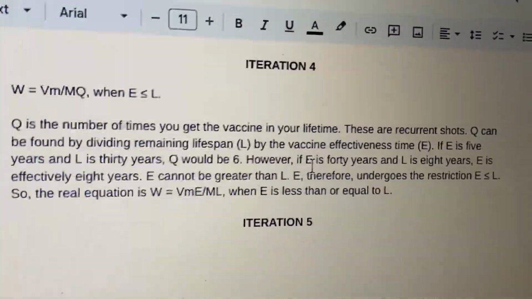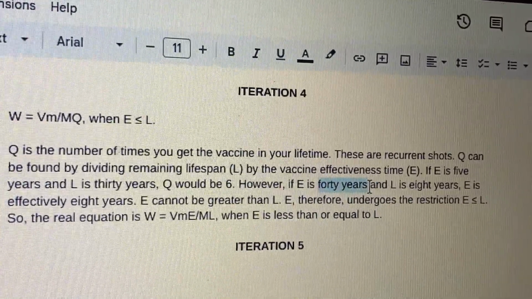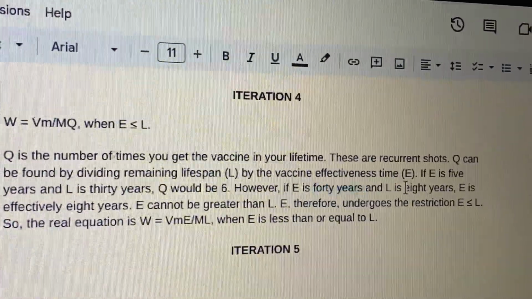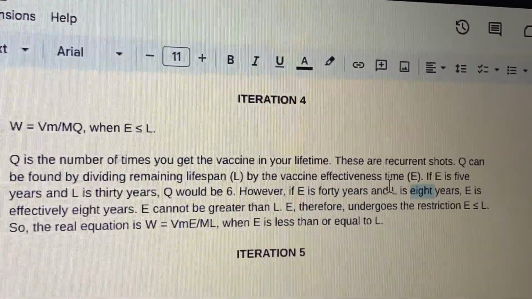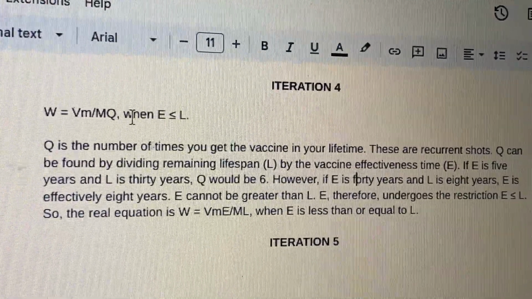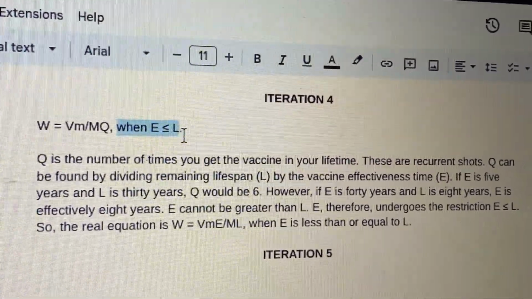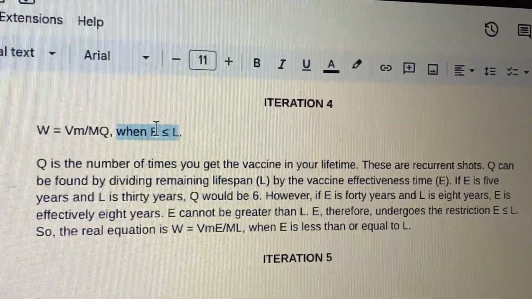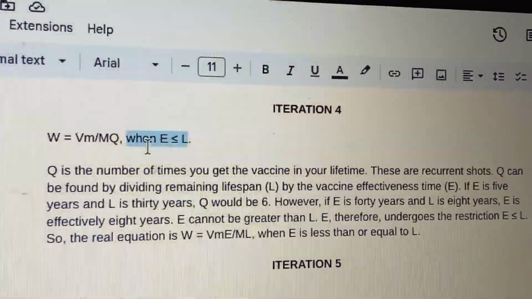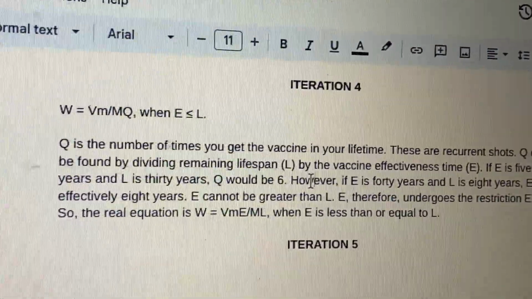If you are only living 8 years and the vaccine effectivity is 40 years, it's only going to be in effect for 8 years because that's your remaining lifespan. So E cannot be greater than L, so we add that restriction into the equation when E is less than or equal to L. If E is greater than L, then this equation does not work. And that is true for all future iterations as well.